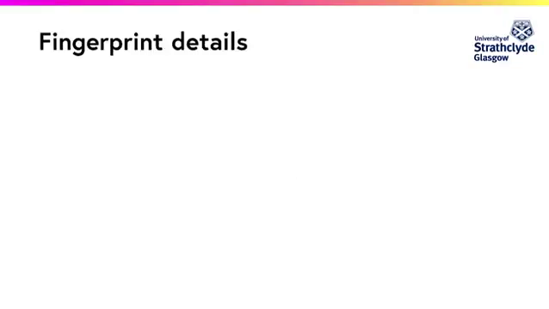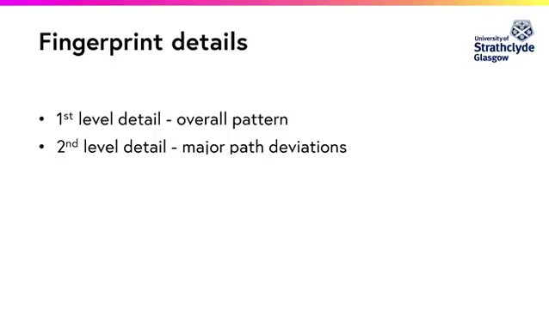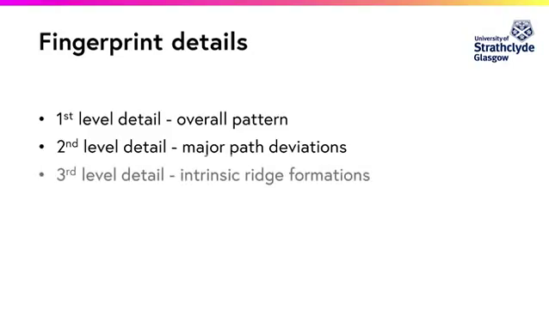These friction ridges can be classified into 3 levels of detail. First level detail refers to the overall pattern. Second level detail refers to the major path deviations, or minutiae as they are commonly called. And third level detail refers to the intrinsic ridge formations. These levels of detail are used in identifying individuals from their fingerprints. You will find out more about fingerprint identification in a later video.